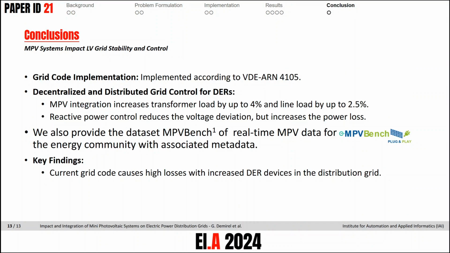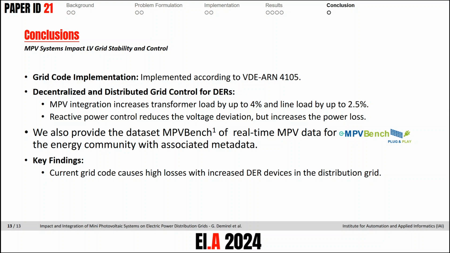Now to the conclusion. We implemented according to the grid code. We analyzed both decentralized and distributed control strategies for DERs. Our sensitivity analysis shows that the MPV integration increases transformer and line load by up to 4% and 2.5% respectively. Reactive power control reduces the voltage deviation but increases the power loss by 9%.